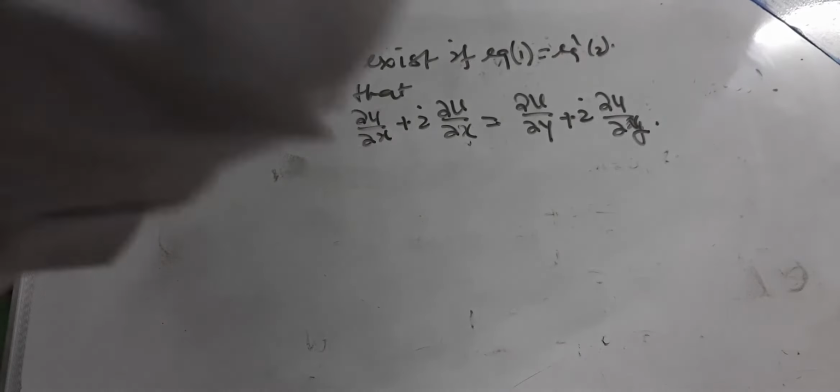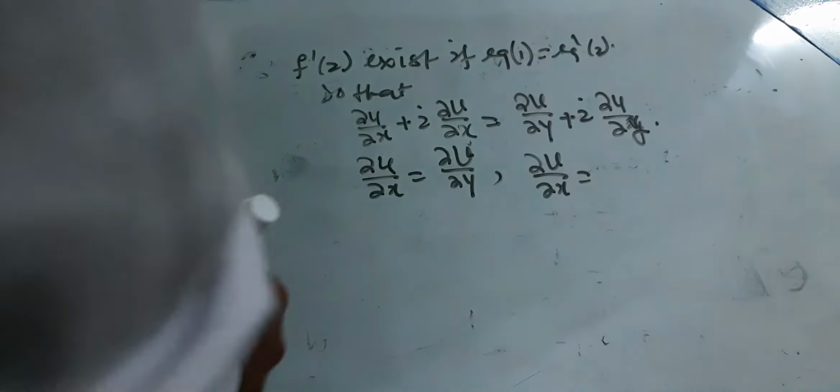So now, equating the real and imaginary parts, this is the real part, we can write down the first equation that you got: del u by del x equals del v by del y, and the second equation is del v by del x equals minus del u by del y. This is the Cauchy-Riemann condition.